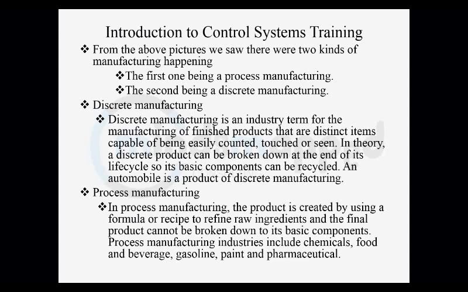So in process manufacturing, the product is created by using a formula or recipe to refine raw ingredients, and the final product cannot be broken down to its basic components at the end. So process manufacturing industries include examples such as chemicals, food and beverage, gasoline, paint, pharmaceutical, fertilizers, and power plants. Any questions about these? No. Right.